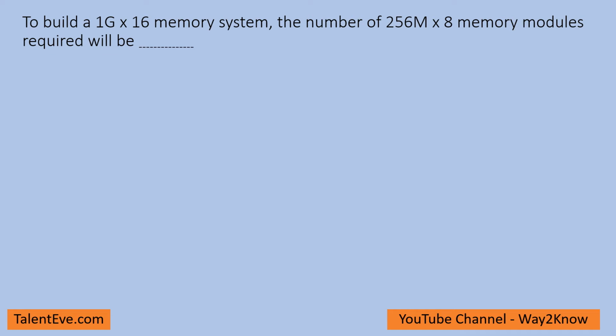Hello all, let us see how to solve this particular problem. So basically what is given here is there are memory modules of size 256m into 8, and then you have to build a 1G into 16 memory system based on these memory modules.